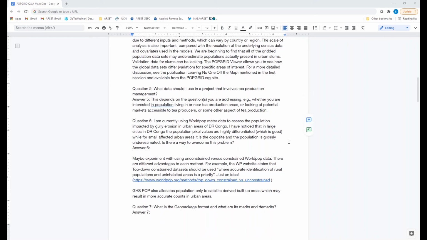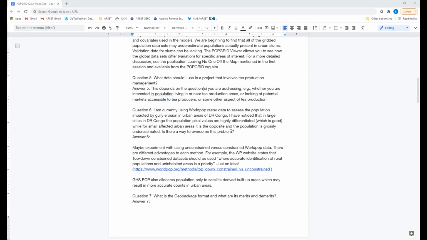Great, thank you. And question 6, it looks like this user is already working with some WorldPop data. So I'm currently using WorldPop raster data to assess the population impacted by gully erosion in urban areas of the Democratic Republic of Congo. I've noticed that in large cities, the population pixel values are highly differentiated, which is good. While for small affected urban areas, it is the opposite, and the population is grossly underestimated. Is there a way to overcome this problem?